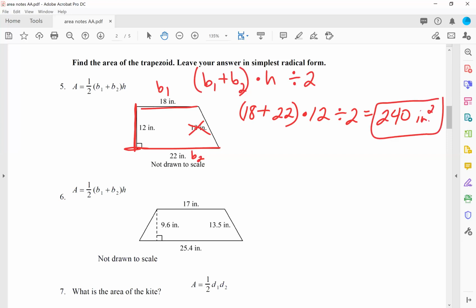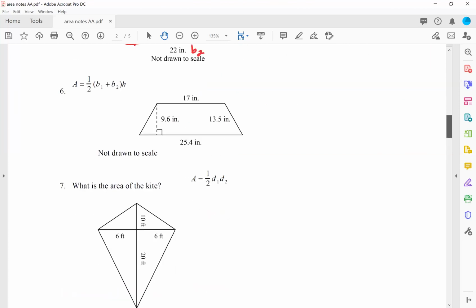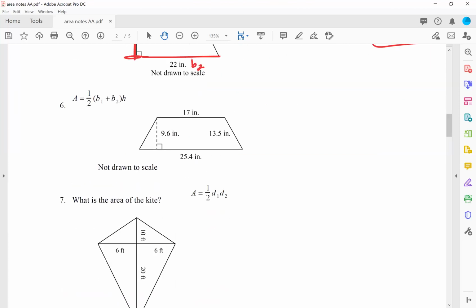Okay, next one. Again, the top and the bottom here, that's our base 1 and our base 2. So 17 plus 25.4. Multiply it by the height when you're looking for that right angle. So 9.6, and then divide that by 2.